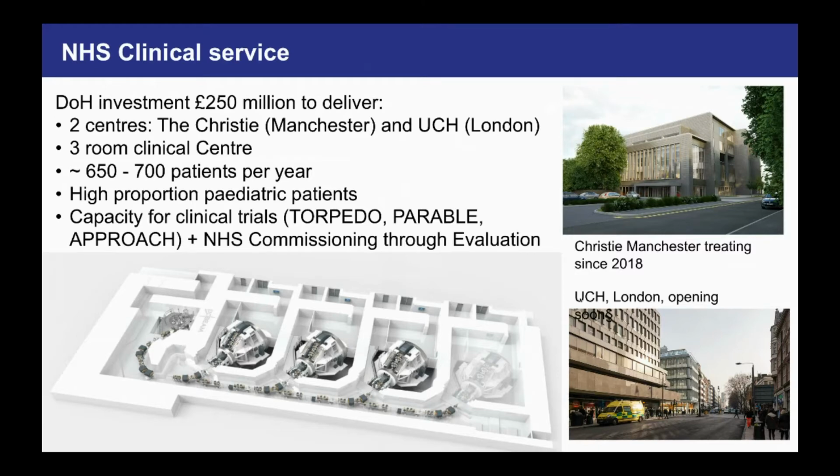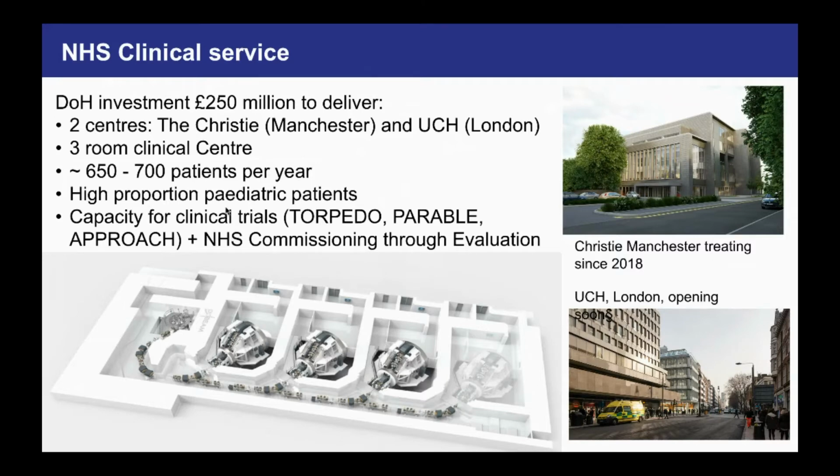So the NHS developed two centres, one at the Christie in Manchester and one at UCH in London. And these are designed to treat children, but also to treat adults who require complex radiotherapy and where the tumour lies very close to critical organs. So there is a range of indications. What has been built is a 3-room clinical centre. So we have a cyclotron which delivers the protons at 2/3 the speed of light, and gantries which rotate 360 degrees around the patient to deliver the proton therapy treatment.